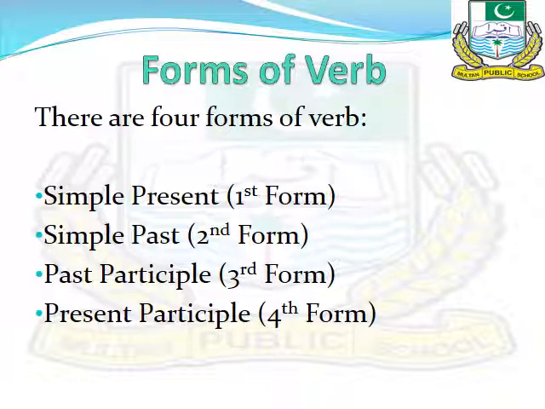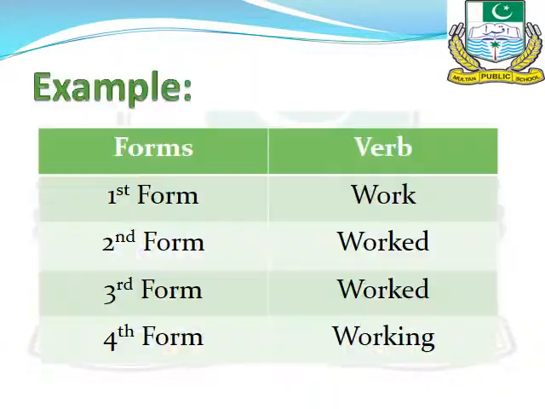Now we will discuss what are forms of verb. There are four forms of verb: simple present, which is first form of verb; simple past, which is second form of verb; past participle, which is third form of verb; present participle, which is fourth form of verb.